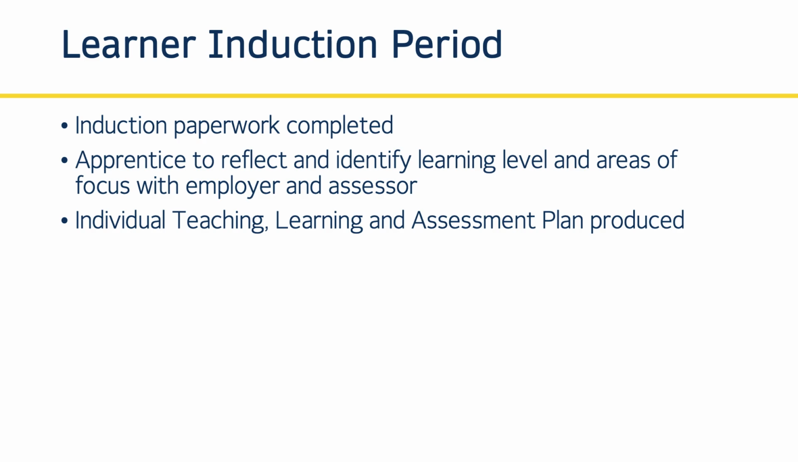This could be through completing learning styles questionnaires, for example, by understanding your motivations for completing this apprenticeship and looking at your job and what things you're going to be responsible for to pick out the key things which you'll be looking to be learning about and assessed against. And this will result in an individual training and learning and assessment plan.